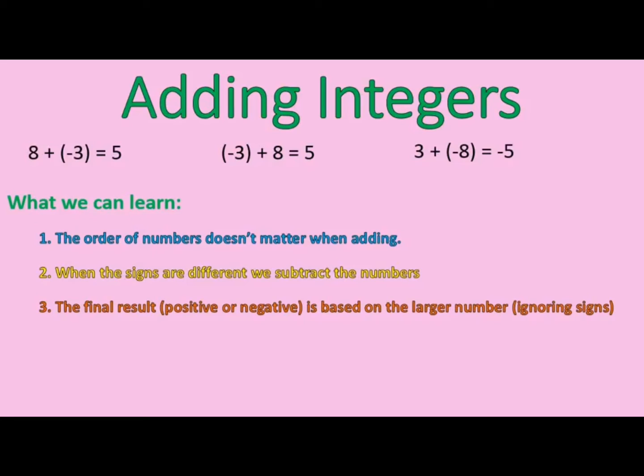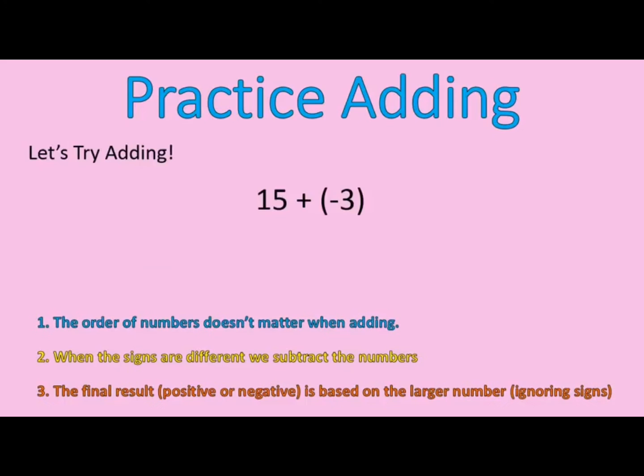And of course, number 2, when the signs are different, we subtract the numbers. Did you see that with this one here? 8 minus 3 is 5, 8 minus 3 is 5, 8 minus 3 is 5. All of them are subtraction, really. So when the signs are different, we subtract. I have a colleague who says when the signs are different, you find the difference. I really like that.